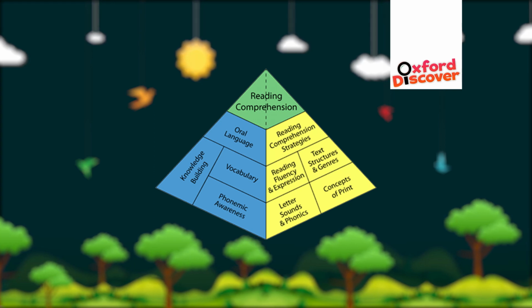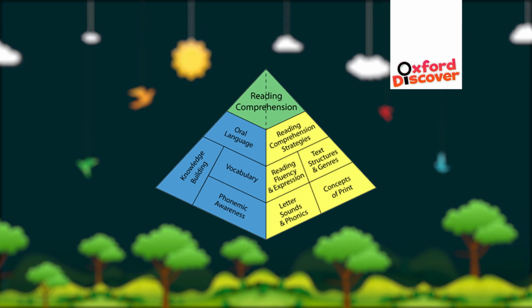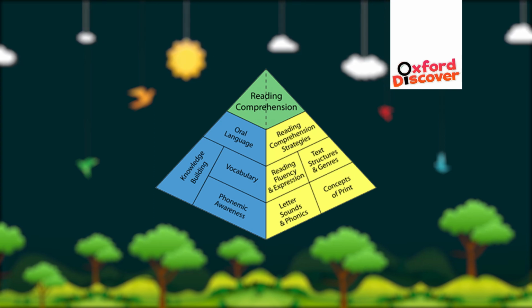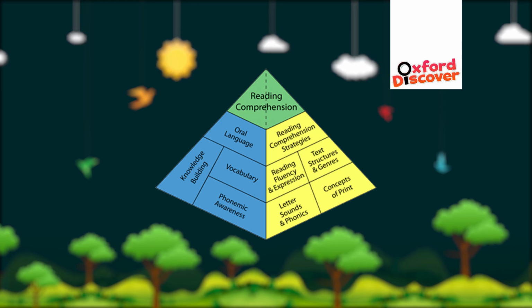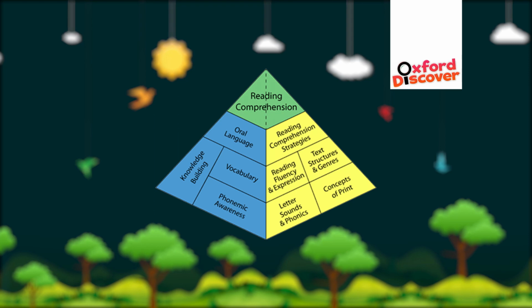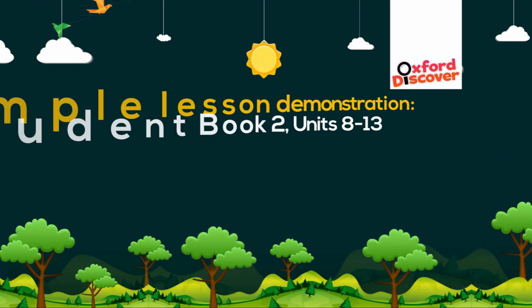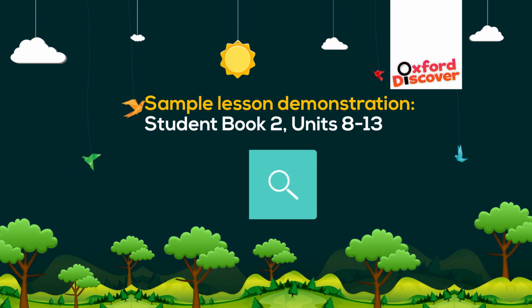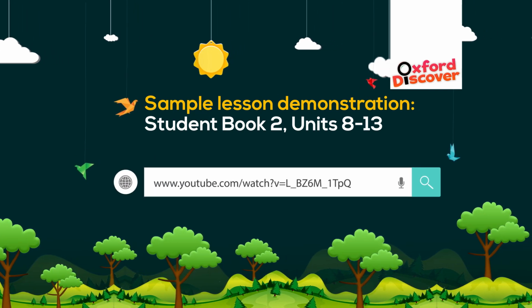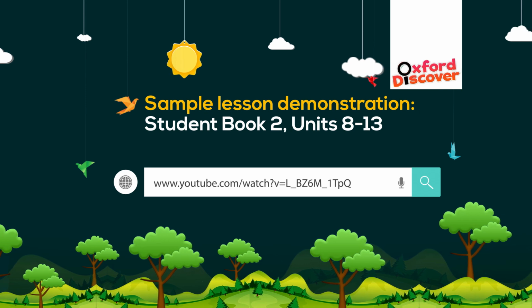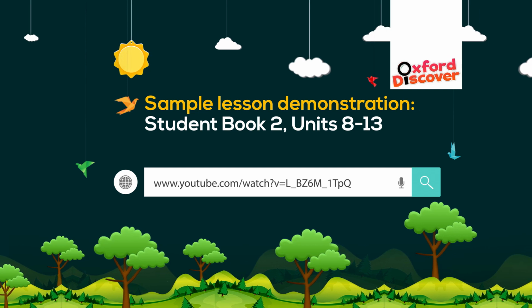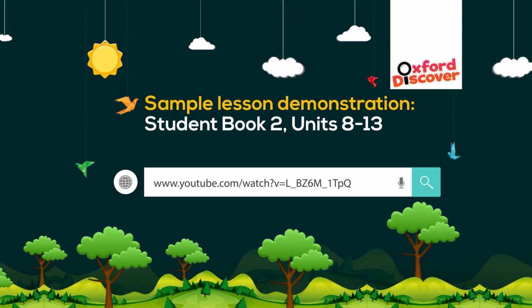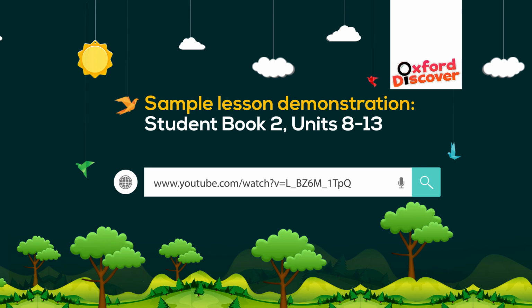This is an example of a reading pyramid that teachers can use as a target for reading and writing, and assess children according to the levels on this pyramid. A sample lesson demonstration from Student Book 2, Units 8 to 13 is on this link. If you wish to see a class being taught for hands-on learning, you could go through this link. It's very helpful to understand the different stages of taking children through a unit.